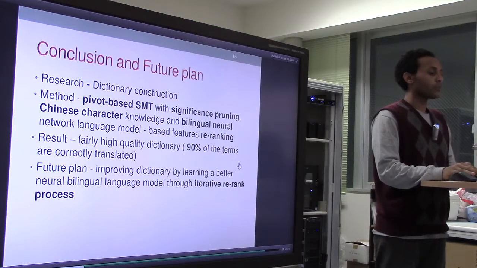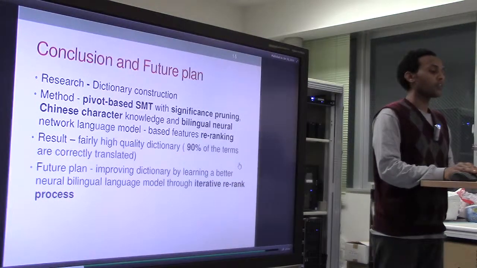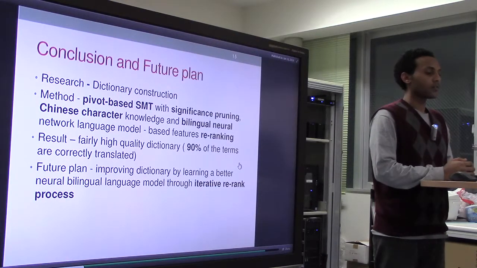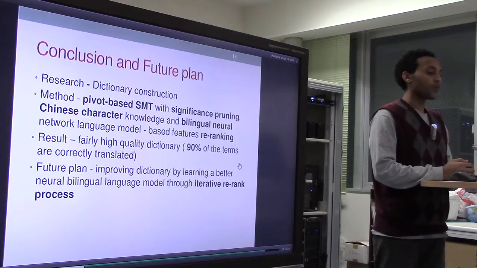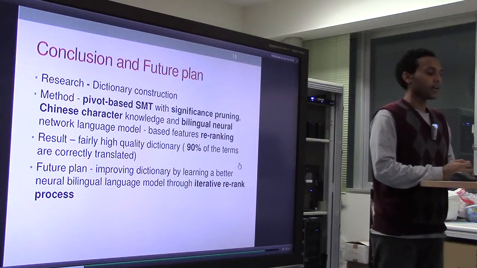So as a conclusion, the research aim was to construct a scientific Japanese-Chinese dictionary, and the method that they used was pivot-based statistical machine translation with significance pruning and Chinese character features, and also a bilingual neural network language model. And then they re-ranked the translation candidates in order to find the one best translation candidate. The result was reported as a high quality dictionary because 90% of the terms were correctly translated.